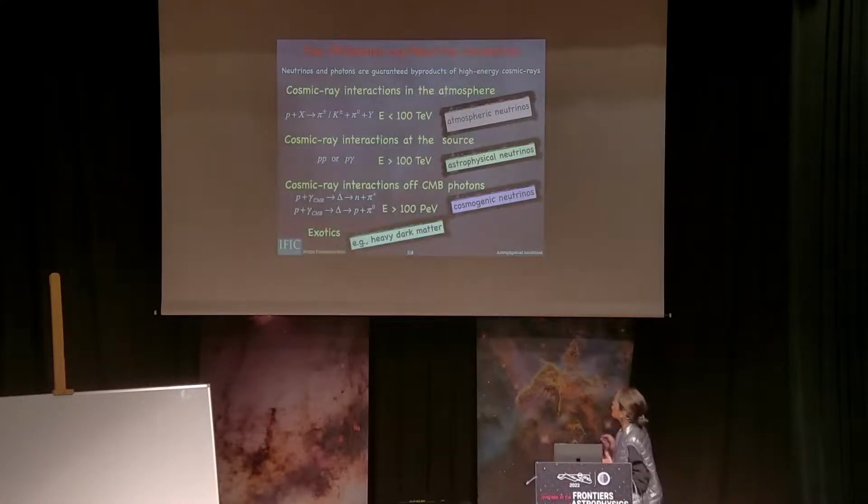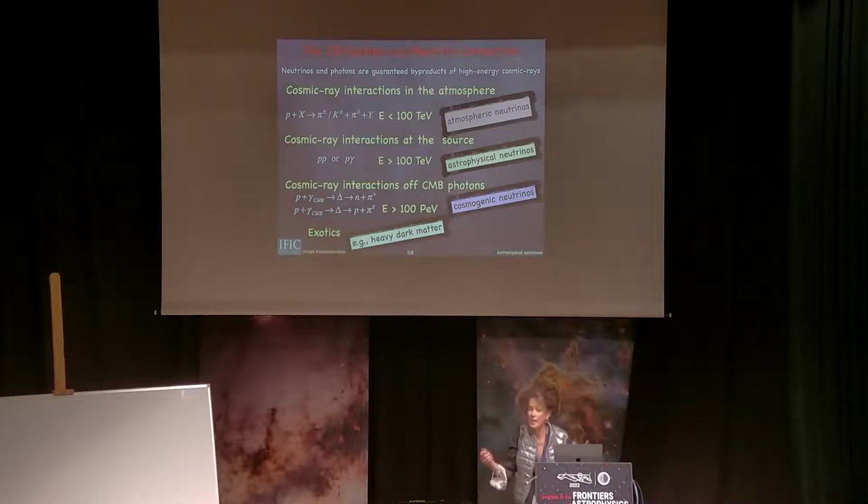So we have a clear connection between cosmic rays, gamma rays, and neutrinos. Neutrinos and photons are guaranteed byproducts of high energy cosmic rays, okay? So they have to be there. They have to be there.